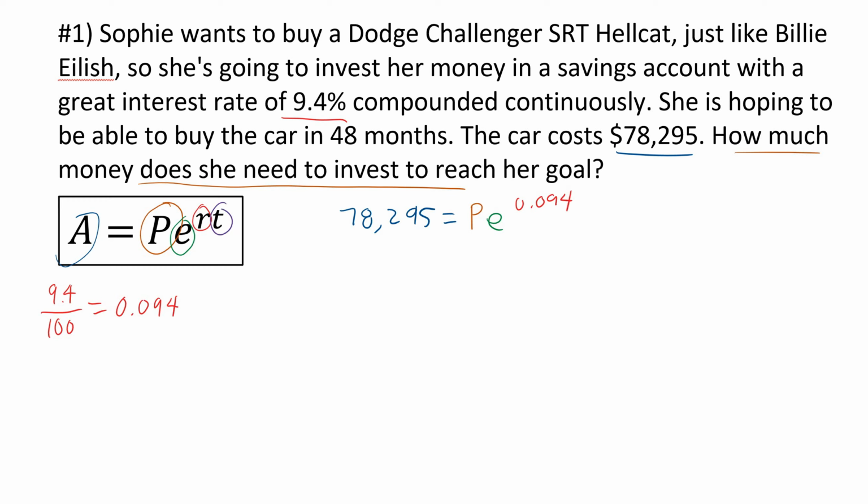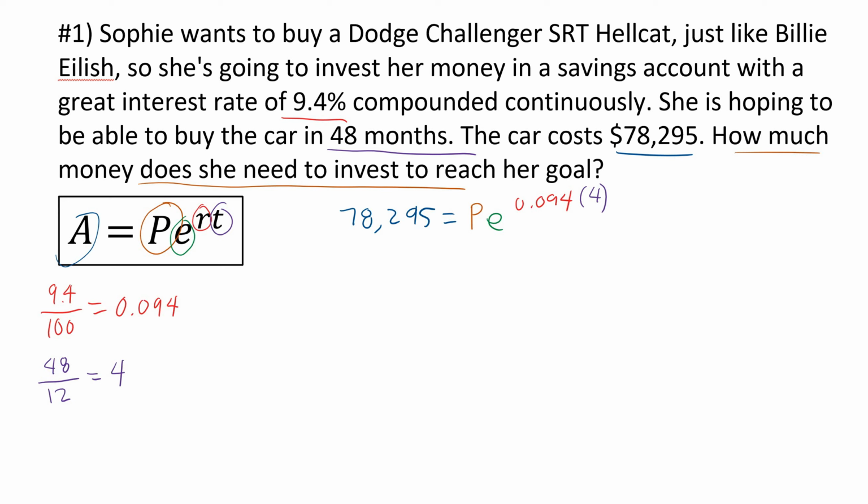The last thing in this formula is T for time. Our time is 48 months. But in this formula, we don't want to plug in time as months. We always want to plug it in as years. So let's divide by 12 and see that we get 4 years. All right, let's start solving.